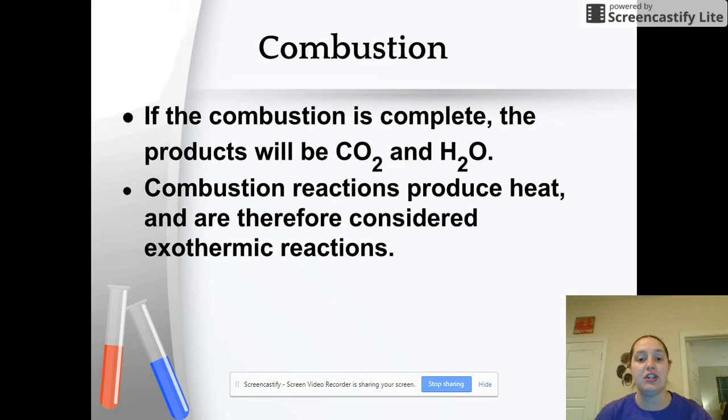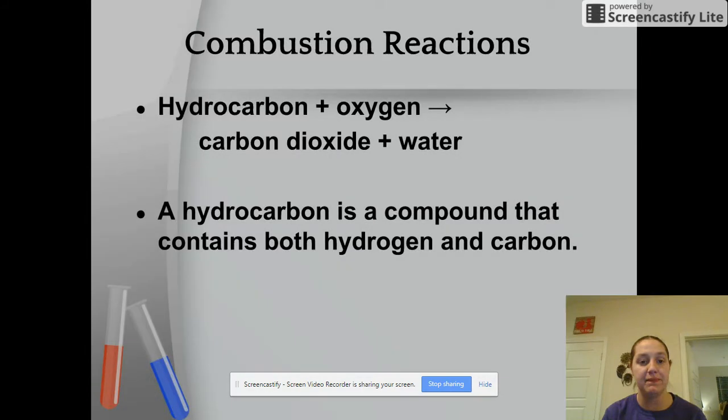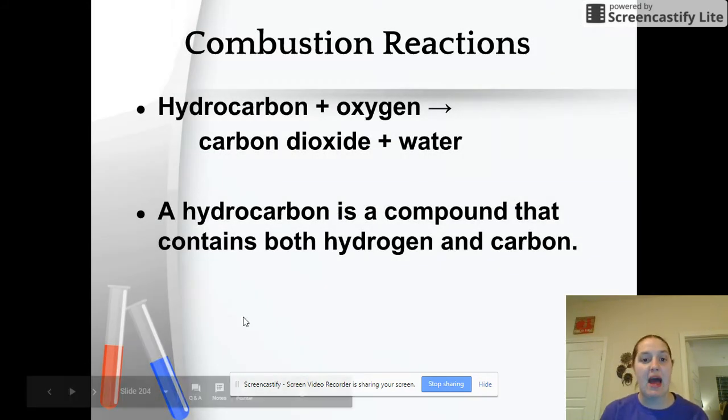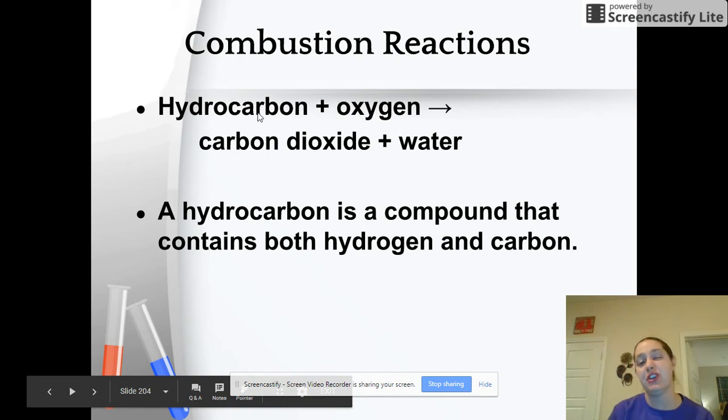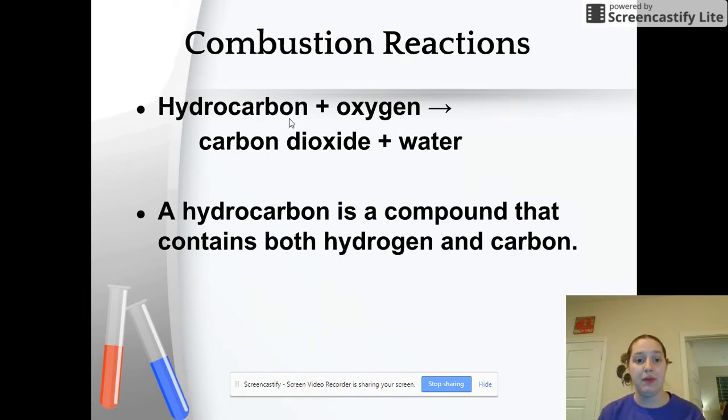Think back to the demonstration I did in class. This was obviously a very exothermic reaction. Okay, so anything that kind of goes boom is a combustion reaction, and these are exothermic, meaning they give off lots of heat. The typical format or recipe for a combustion reaction is a hydrocarbon, a hydrogen carbon thing, plus O2, forming carbon dioxide and water, H2O.